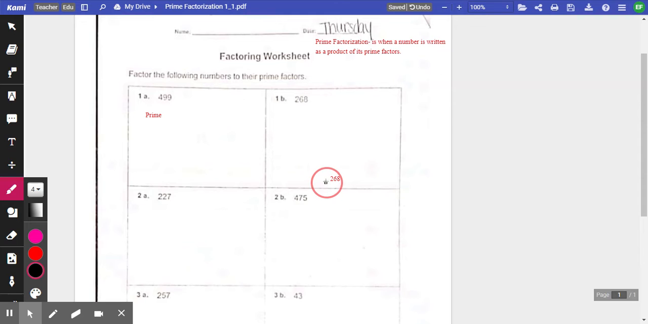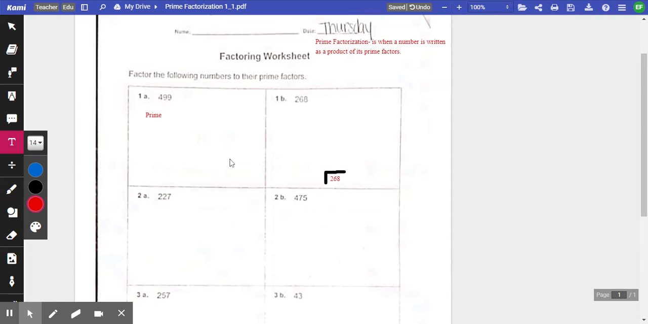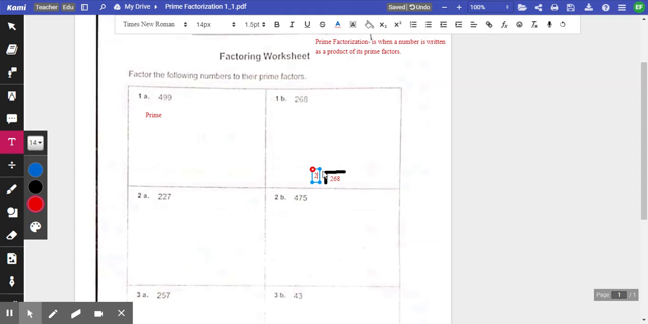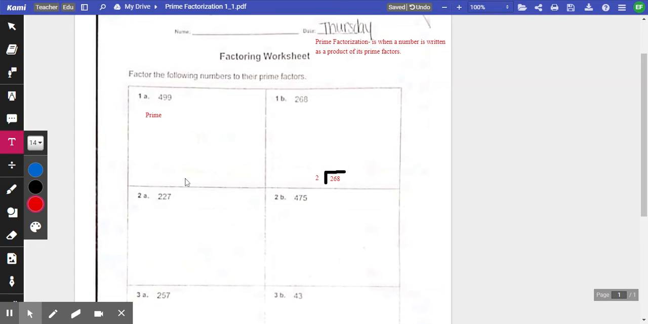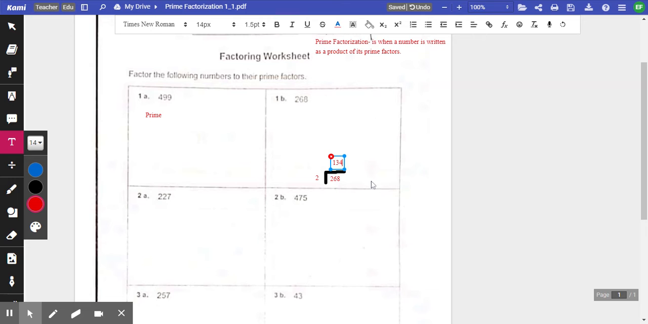And then we're going to draw a division bracket over it. So 268, we're always going to check and see if the number we're given is divisible by 2 first. So we should always start with dividing by 2 if we can. And 268 is even. So we're going to divide 268 by 2. And 268 divided by 2 is 134. So just like if we were answering a normal division problem, we put the answer at the top of the bracket.